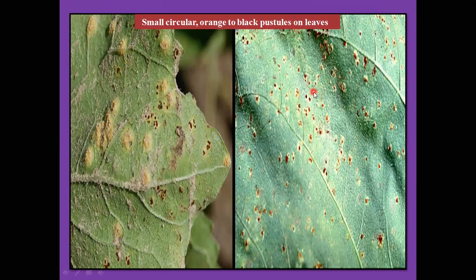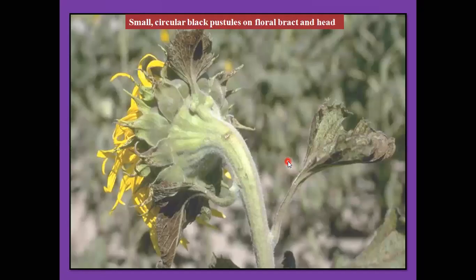So these pustules spread to the entire surface of the leaf of the sunflowers, and these pustules release the spores that are known as the uredospores. So this pathogen also infects the floral bracts and head portion of the sunflowers. Means all the aerial plant parts of the sunflower are infected and show the rust symptoms.